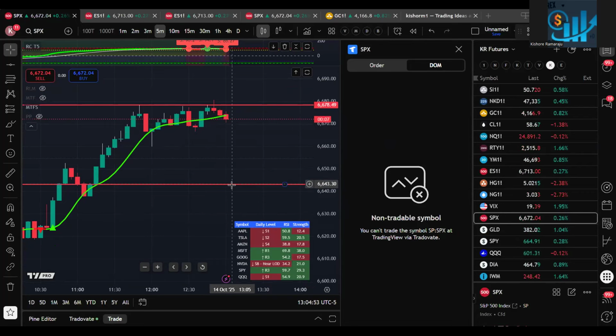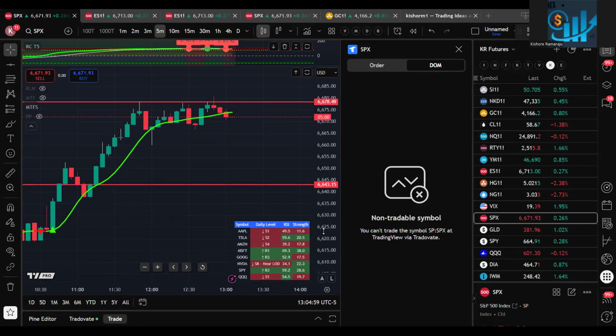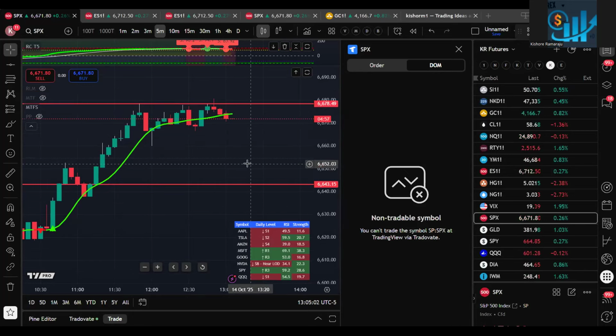Or even if it closes around 6640, we can still make $300-400 on each iron fly. So now we can also do one more iron fly because your risk with iron fly is less. Even if it comes to 6640 by end of the day, you'll make profits. So for example, now 6670, we can do an iron fly around 6660.